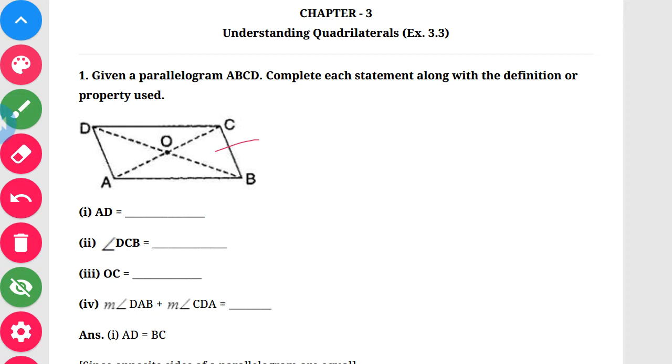Same thing, angle DCB. So here is an angle. If you just see here, angle DCB is equals to the opposite angle DAB. So here I would like to tell y'all the statement will be: since the opposite angles of the parallelogram are equal, angle DCB is equals to angle DAB. I hope this is clear to y'all.